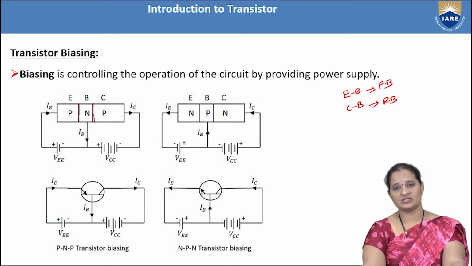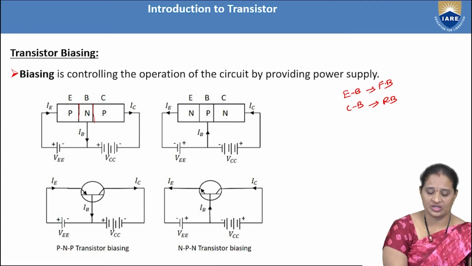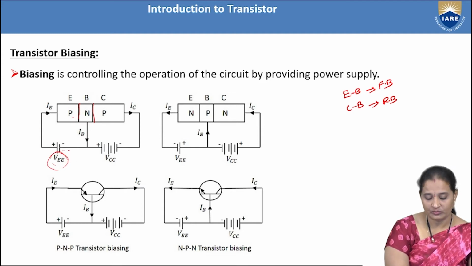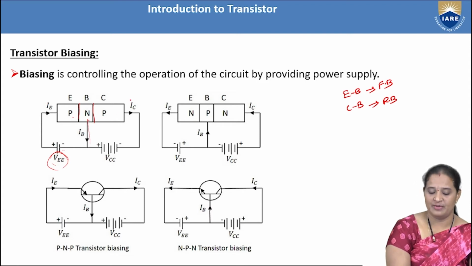In order to forward bias the emitter terminal, what should we do? We should connect the positive terminal of the battery to the P-type material so that this emitter to base junction will be forward biased. So the positive terminal of VEE, the external supply, I am naming it as VEE, is given to the emitter and negative is connected to the base terminal.